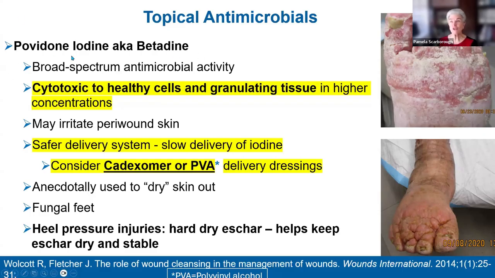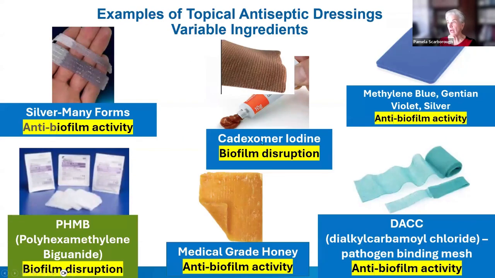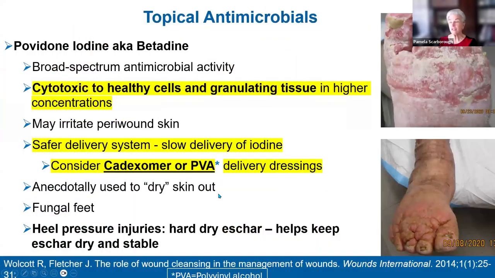But the issue is when you're looking at iodine, your betadine, this is broad spectrum antimicrobial activity. It is, but it's cytotoxic to the cells that we need for wound healing, including our granulation tissue when it's at the higher concentrations. So there is a method for delivery of this, and it's your cadexomer iodine or your polyvinyl alcohol dressings. These are delivery dressings. So cadexomer iodine, I just showed you that. That was this one, your cadexomer iodine. Anecdotally, the betadine dries it out.